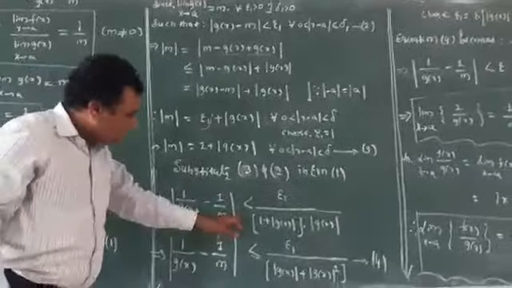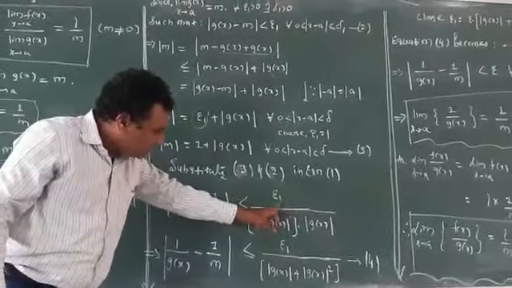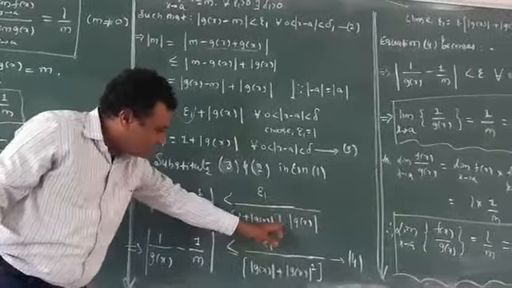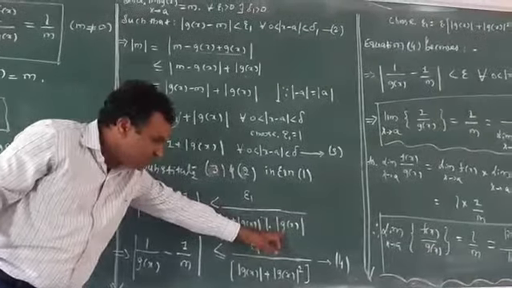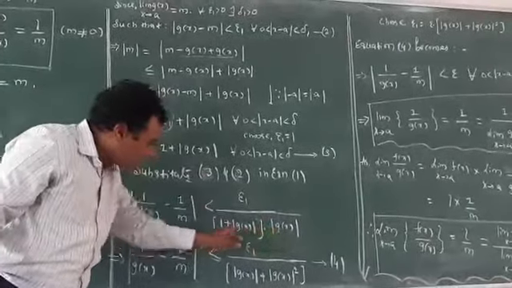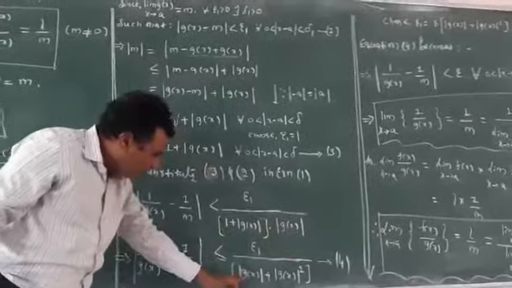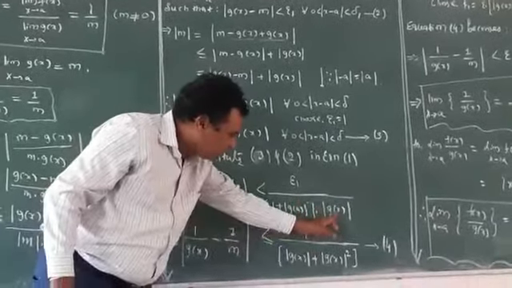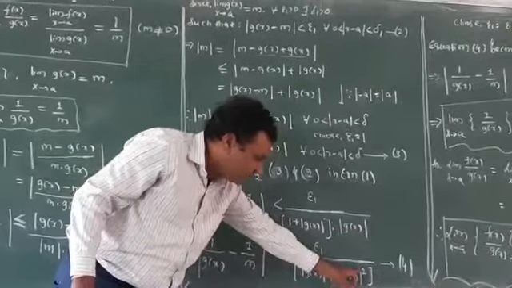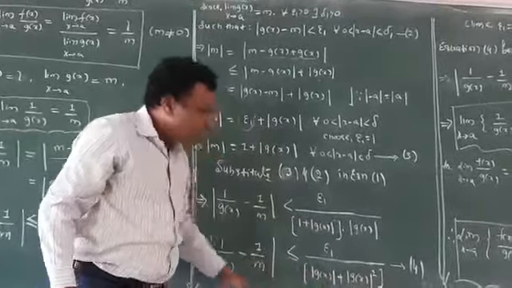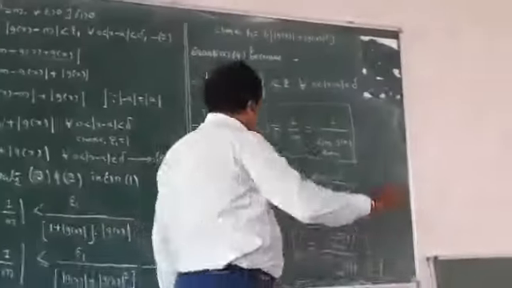So by substituting that value, we get epsilon 1 divided by 1 plus modulus of g of x into modulus of g of x as it is. Multiply this modulus of g of x into 1, plus modulus of g of x into modulus of g of x, that is whole square. So call this equation number 4.